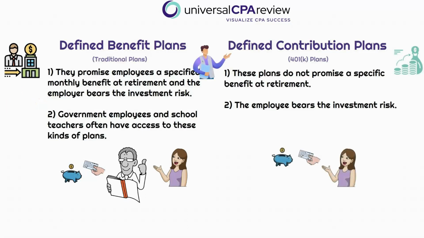On the other side, we have a defined contribution plan, of which the 401k plan is perhaps the most well-known example. These plans do not promise a specific benefit at retirement. Instead, the employee and often the employer make contributions into an individual account for the employee's future use. So the contribution amount is defined, but the eventual benefit depends on the account's investment performance. So here, the employee bears the investment risk. The value of the retirement account will fluctuate based on the capital markets. It's like you're steering the ship of your retirement savings, with the potential for higher rewards, but also higher risks.